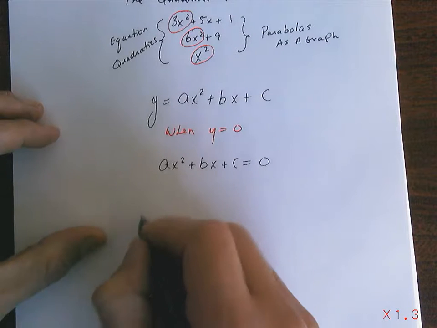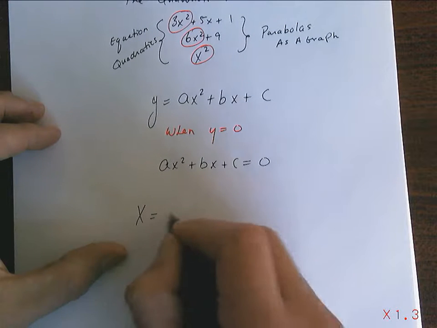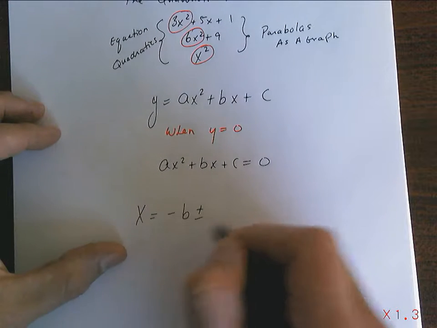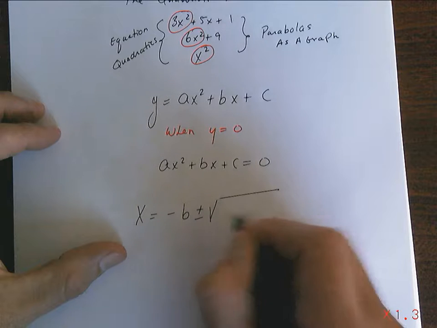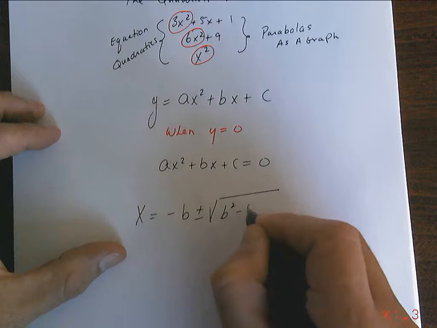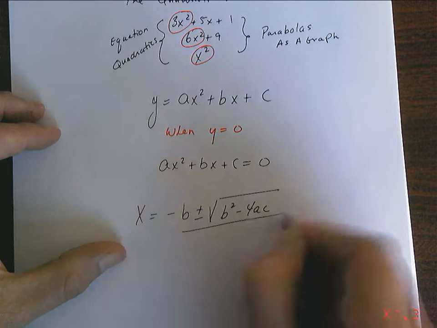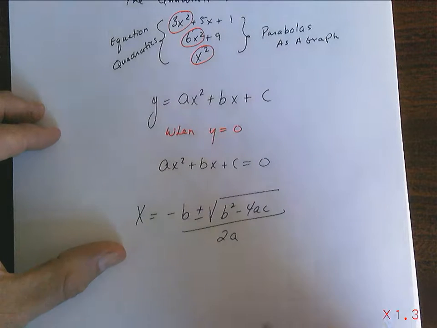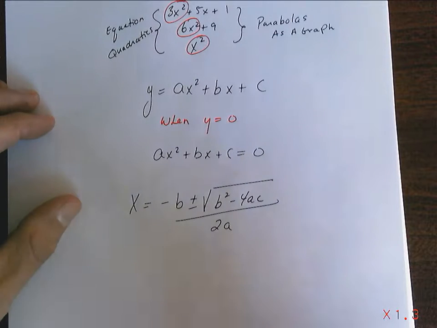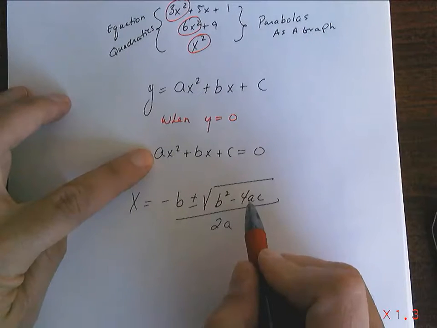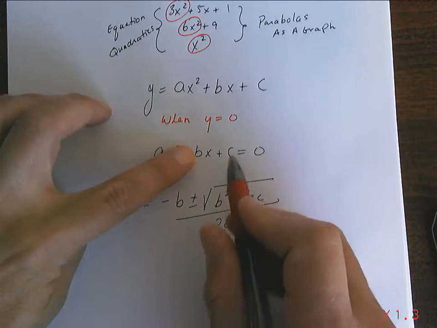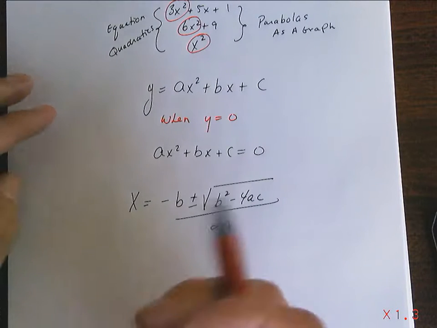This is the formula. x equals minus b plus or minus square root of b squared minus 4ac over top of 2a. That is the formula. You must memorize it. So a is this number, b is this number, and c is this number. And this is the formula.